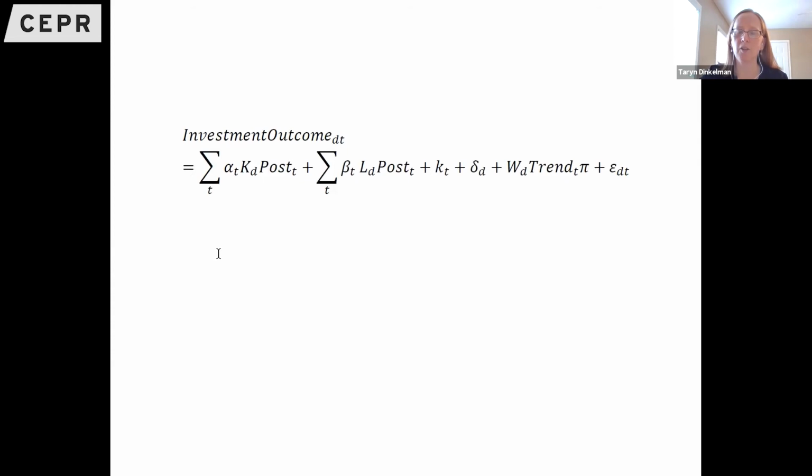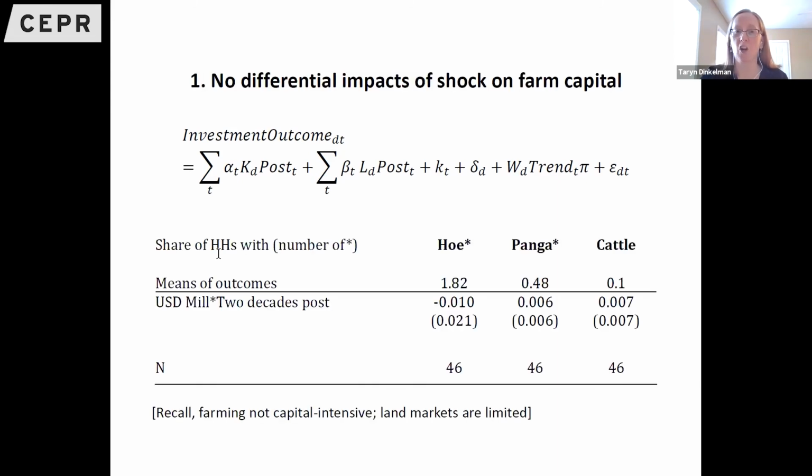So we're going to look first of all at investment outcomes in agriculture, and the outcomes that we can measure in agricultural census data are limited. So we can't measure anything like fertilizer, but we can measure the share of households that have hoes or pangas or cattle. These are key inputs into farming in Malawi. What we're looking for is, does it look like districts that had more money coming in, conditional on the migrants and the other covariates, does it look like those farmers actually own any of this capital at higher rates? And it's true, we don't have a lot of data.